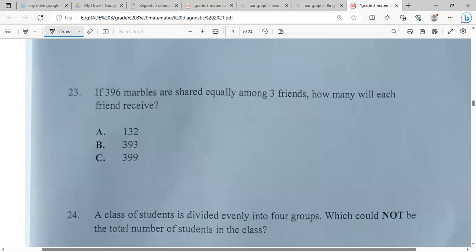23. If 396 marbles are shared equally among 3 friends, how many will each friend receive? So we have 396. So it's basically sharing. So we're dividing. Long division style, guys. 3 into 3 goes 1.